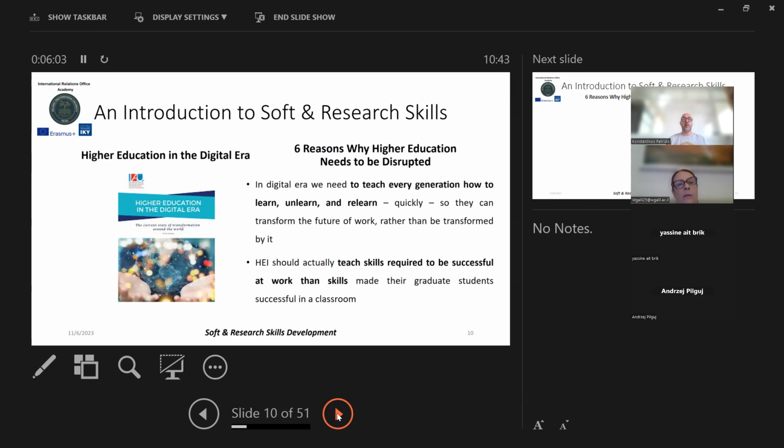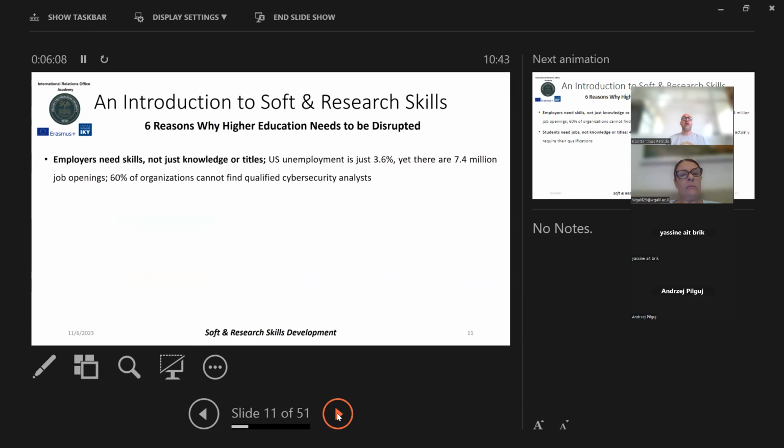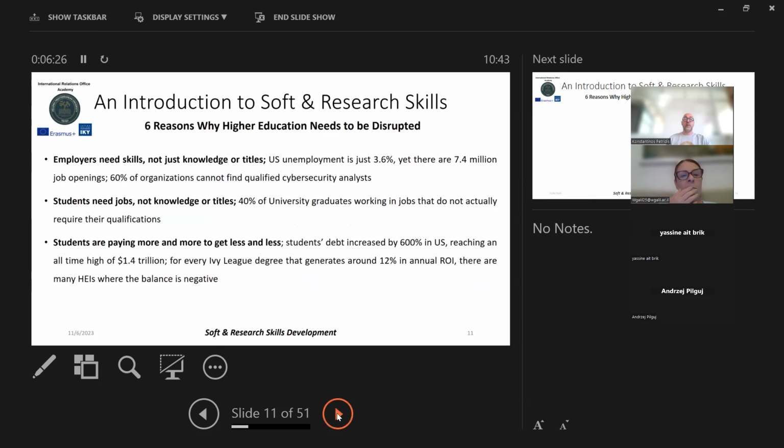And this is not only technical competencies, obviously. So the disruptive things that we should address as a university is to match the need analysis of what the employers are looking for. The students need jobs and not just knowledge or titles. And what they are asking all the time is about the investment that they made, to satisfy their employability rates and in order to have a good job.